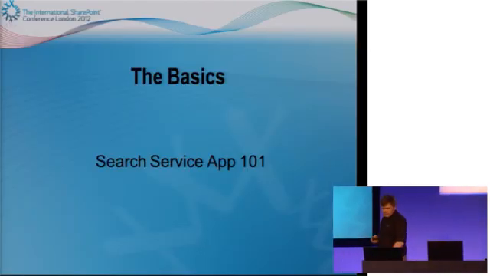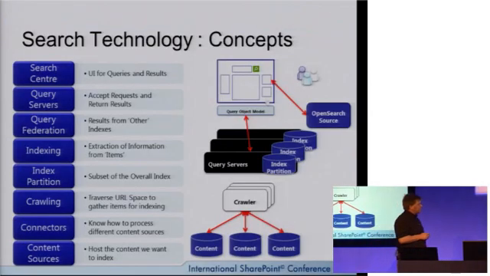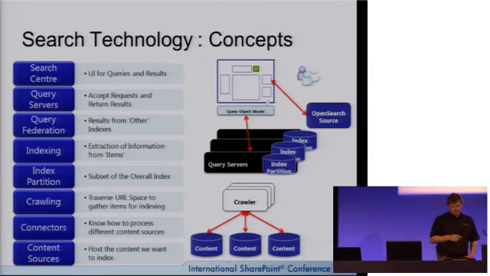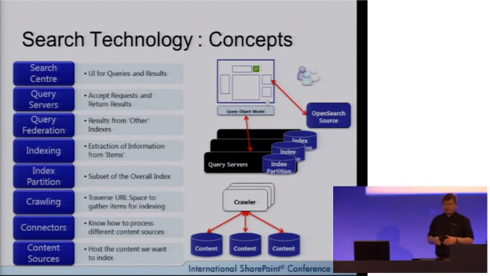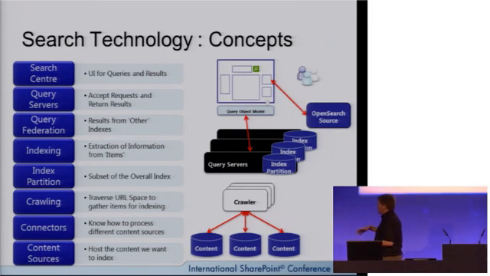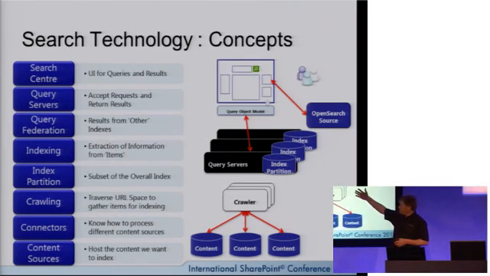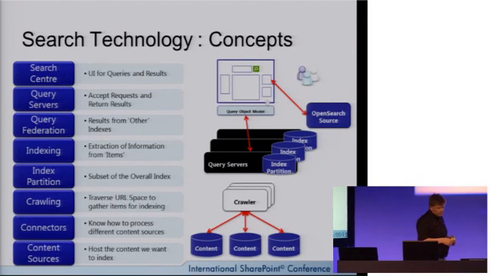So we're going to start with the basics, basically search application 101. If you think about what the search engine actually consists of, we have a number of components, starting at the top with the search center, which everybody's seen. You've probably seen them in demos already this week. Then moving down through the stack in terms of how we connect to the actual content right down at the bottom. We have from the search center through the query servers, through the query processor, which we're going to talk about quite a lot.